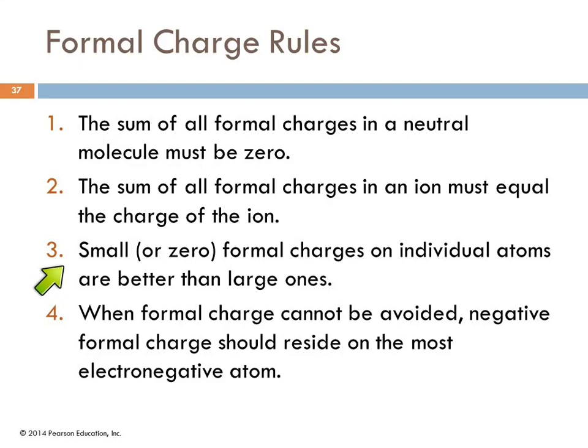Small formal charges are better. Small or 0. Silly. 0 is the smallest, right? 0 is smaller than 1. That's what the book says. When formal charges cannot be avoided, negative formal charge should reside on the most electronegative element. So if you can't arrange it to avoid formal charges, we want to put the negative formal charge on the more electronegative element, because that's the one that's more attractive to electrons, and so it's better able to handle an extra electron or two.